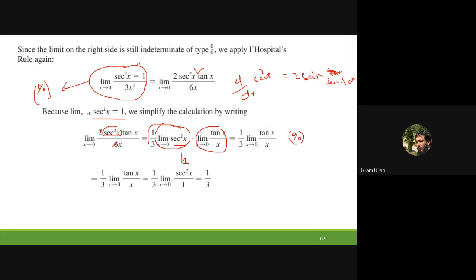So again, using the L'Hopital rule, the derivative of tangent is secant square, and the derivative of x is 1, with the 1 by 3 in front, as x approaches 0. Now applying the limit, secant square of 0 is 1, so 1 by 1 is 1, and this is multiplied with 1 by 3, so the limit of this function is 1 by 3. So in this example, we use the L'Hopital rule 3 times.